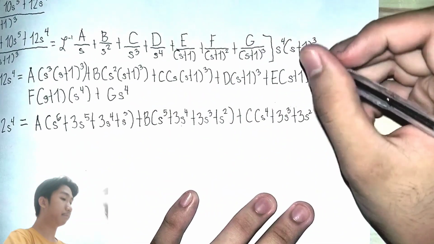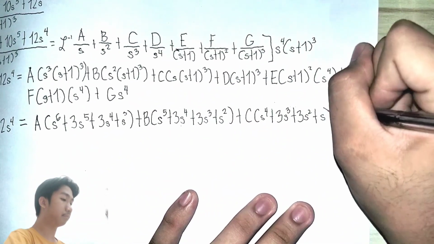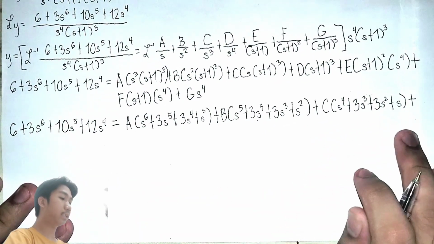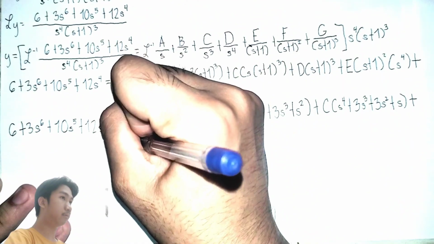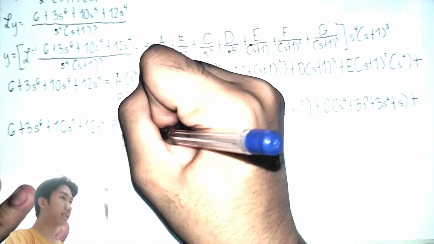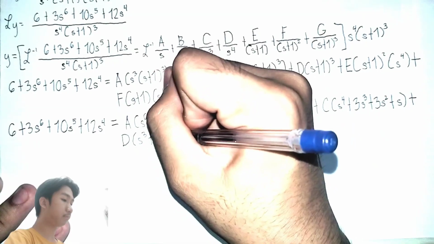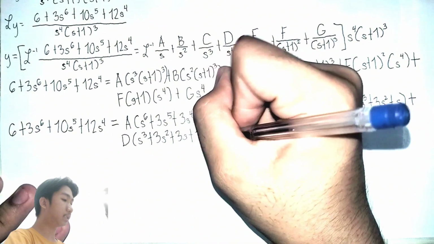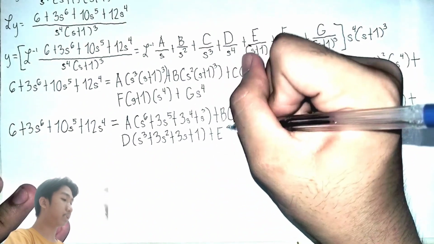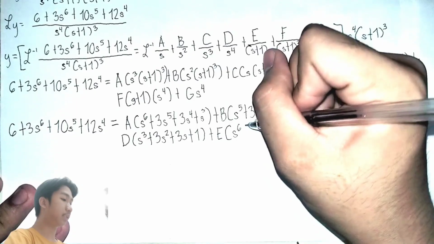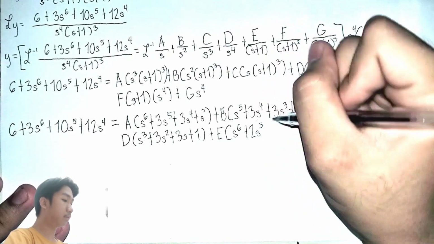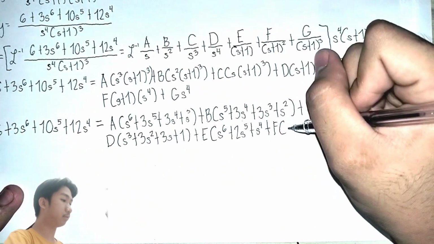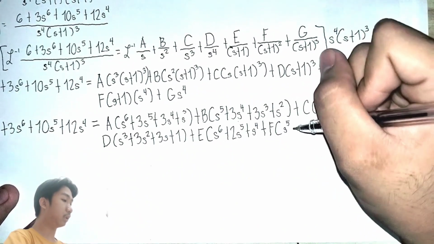plus d (s cubed plus 3s squared plus 3s plus 1) plus e (s raised to 6 plus 2s raised to 5 plus s raised to 4) plus f (s raised to 5 plus s raised to 4) plus g s raised to 4.